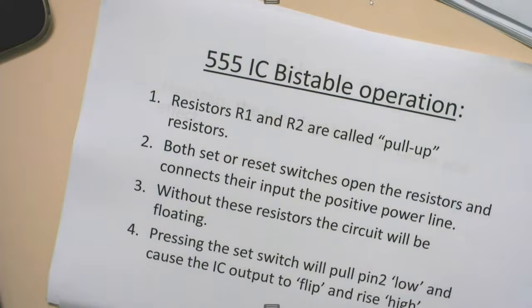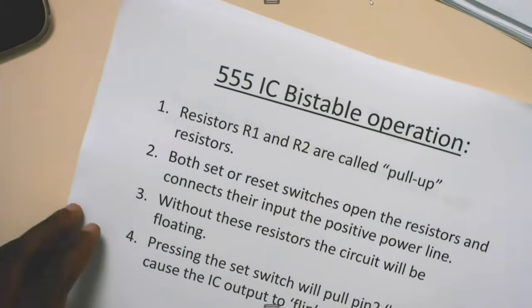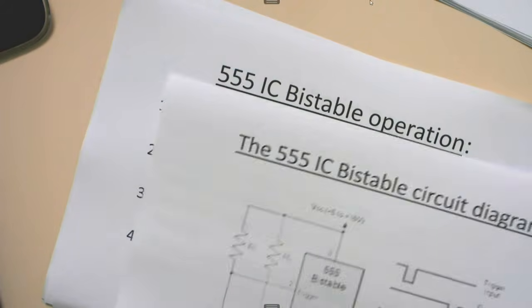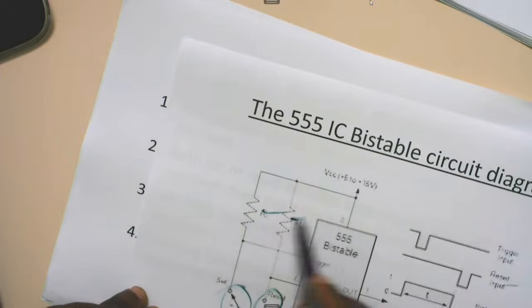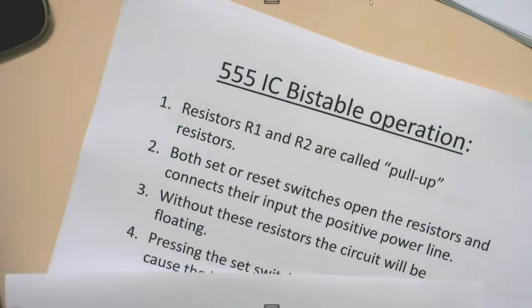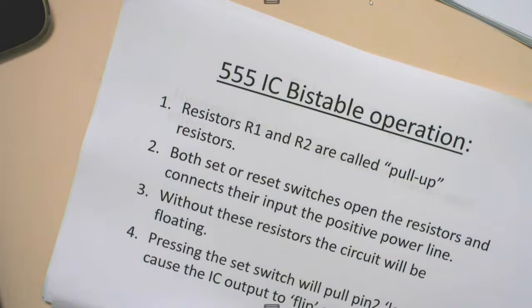Then let us proceed to the 555 IC bistable multivibrator operation. So here they are saying resistors R1 and R2 are called pull-up resistors. Here in this case it's your resistor 1 and resistor 2. They are referred to as the pull-up resistors. Both set and reset switches open the resistors and they connect their input and the positive power line. Without these resistors, the circuit will be floating.